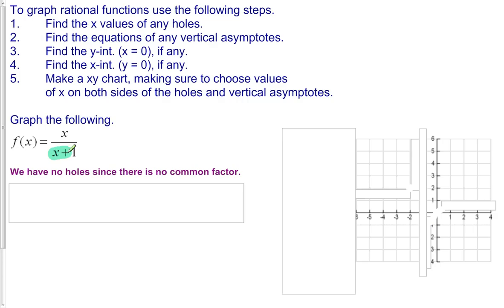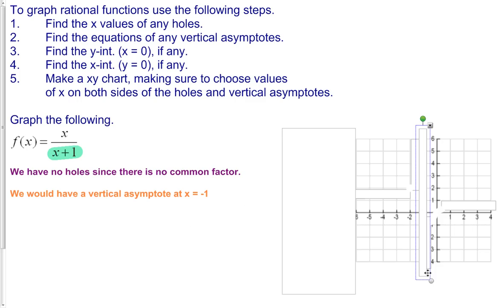So, no holes. The second thing we look for is vertical asymptotes. We see that the denominator, x plus 1, is going to go to 0 at some value of x. In that case, the value of x we're looking for is x equals negative 1. So that's going to be a vertical asymptote, the line x equals negative 1. When we start to graph it, let's put that vertical asymptote right away on our graph as a guide for us.